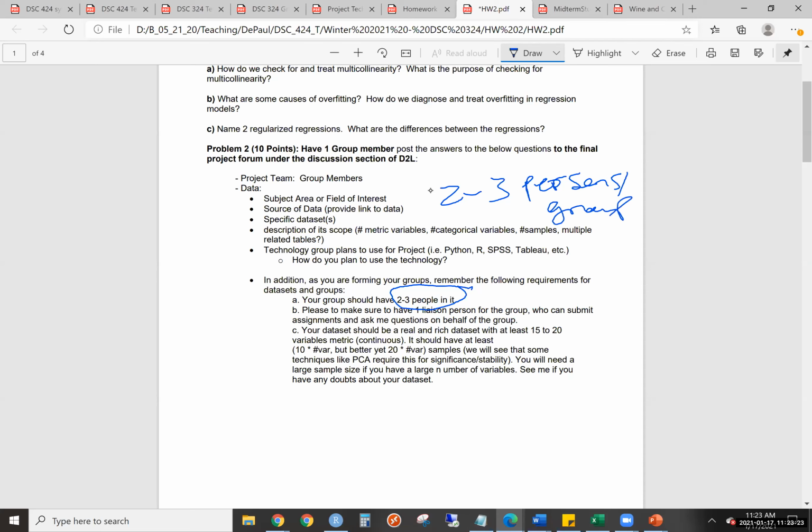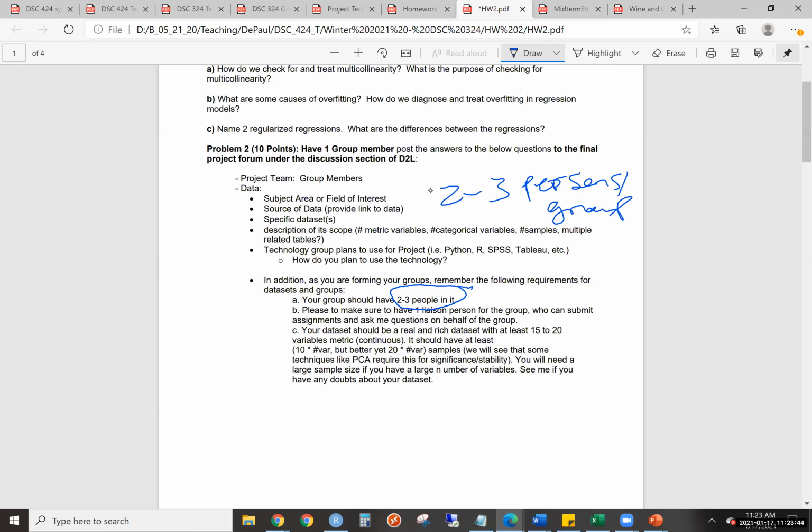Okay. Now, in addition to determining which 2 or 3 people you want in your group, I also want you to find your data set. Within that data set, tell me what's the specific field that data set comes from. So what's the application that that data set comes from? I also want you to describe this data set.